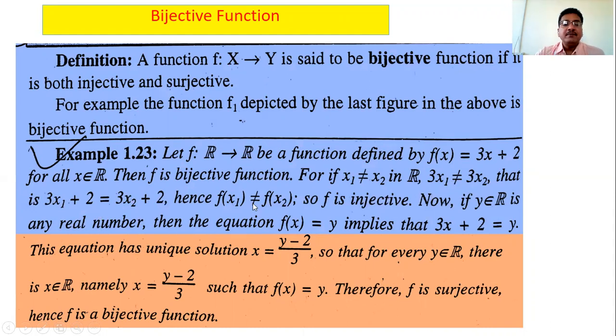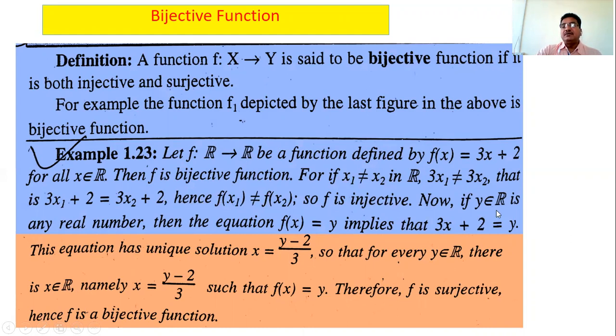And therefore what we have is this 3x1 plus 2 means f of x1, and 3x2 plus 2 means f of x2. So f of x1 is not equal to f of x2, and therefore the function f is injective. Why is the function f injective? Because if the elements are different in the domain, then their images f of x1 and f of x2 are also different in the codomain, and therefore the function is injective.